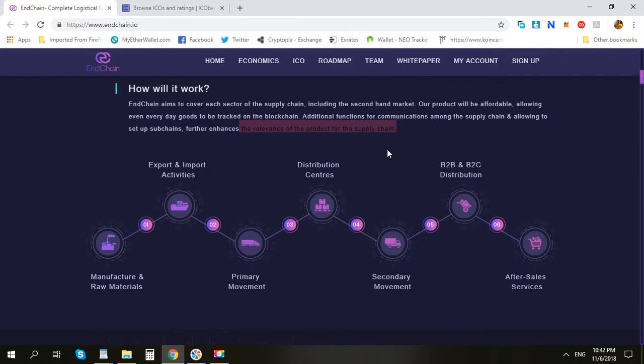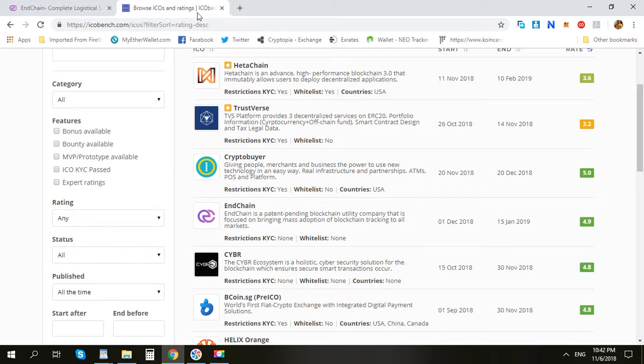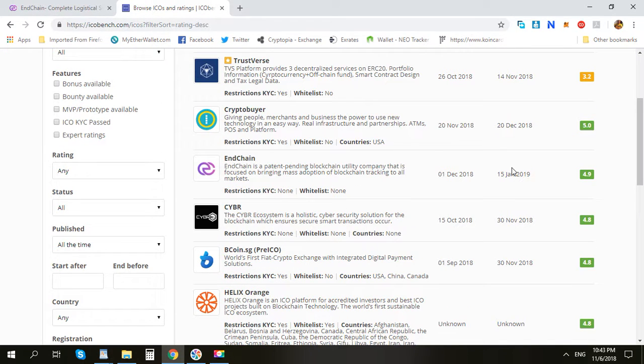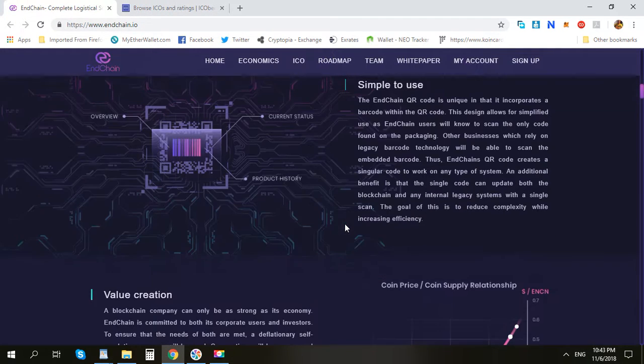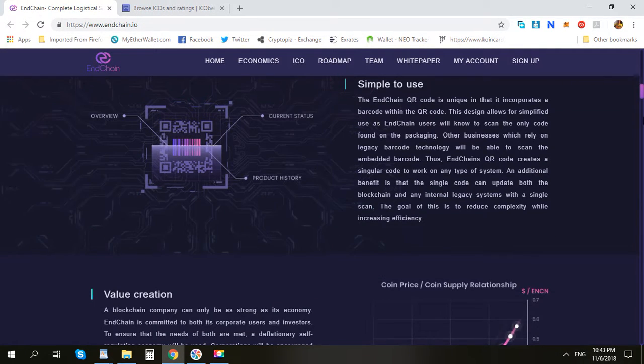I think this is a very great idea. That's why it has a very high rating on ICObench, which is a very famous ICO website. Endchain has 4.9, which is almost the maximum of 5 on this website. And it's very simple to use.